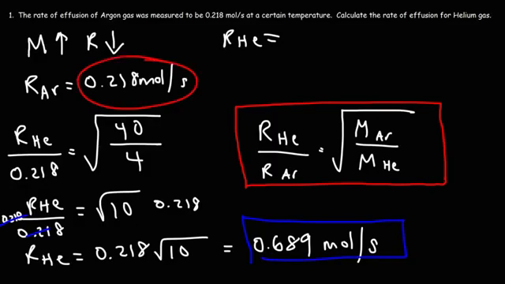So note that the rate of diffusion of helium is significantly greater than the rate of diffusion for argon. And the reason for that is helium is much lighter. Because helium has less mass, it's lighter, its molar mass is less, it can diffuse more quickly than argon can because it moves faster. So we could see the relationship between molar mass and rate of diffusion.